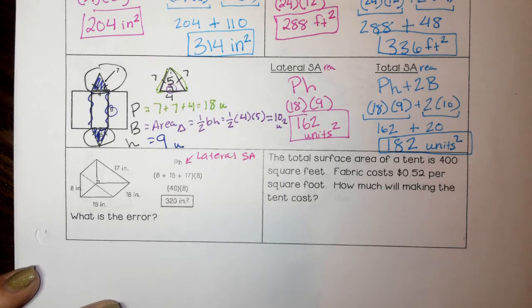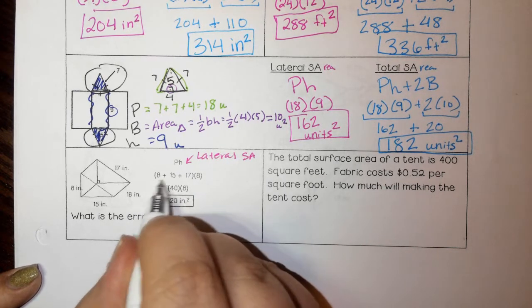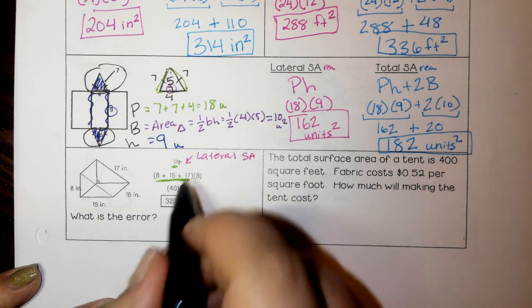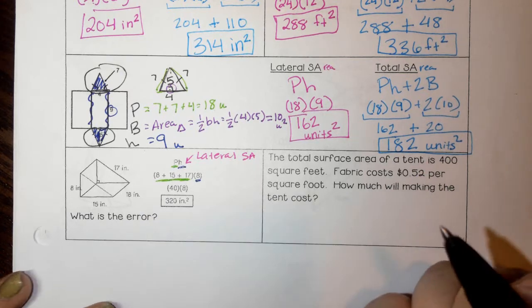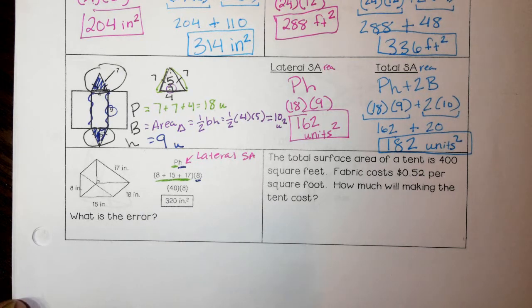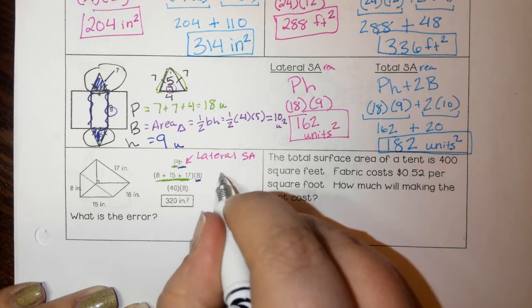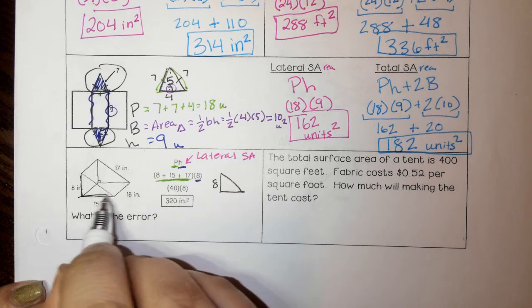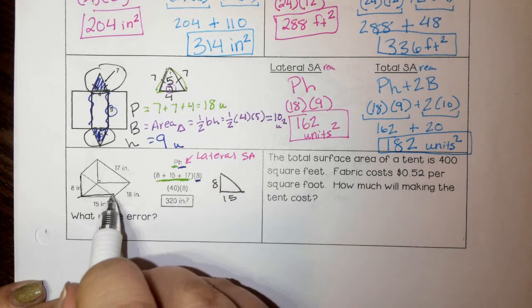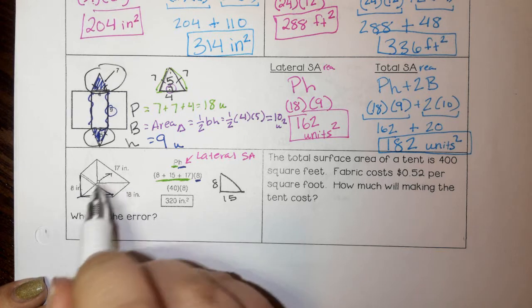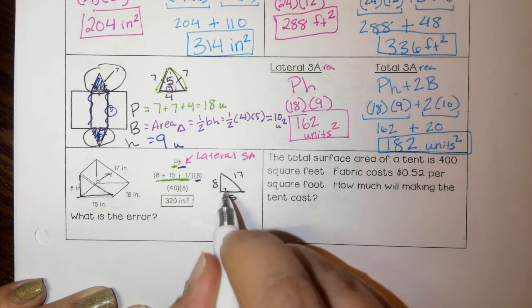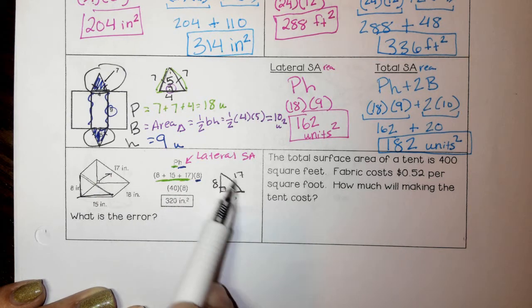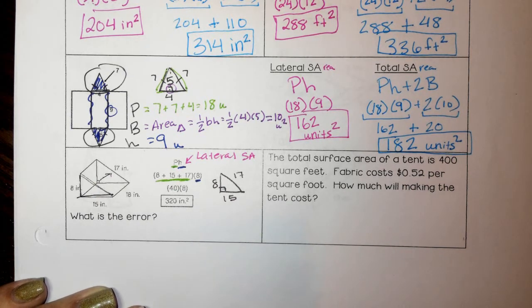It looks like they have put 8 plus 15 plus 17 in place of P, and in place of H, they have put 8. I'm going to redraw the base just to get a better picture here. This is 8 plus 15 plus the hypotenuse. I know it's a hypotenuse because this is a right triangle, 17. So their perimeter would be accurate, 8 plus 15 plus 17. Their perimeter is accurate, so that's fine.